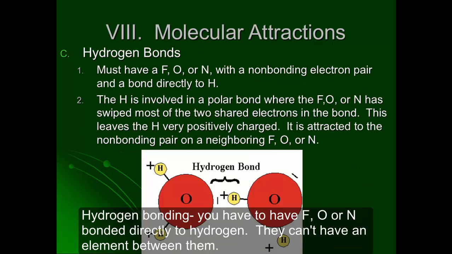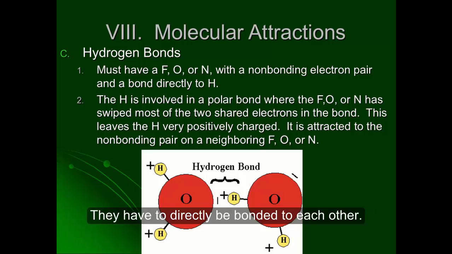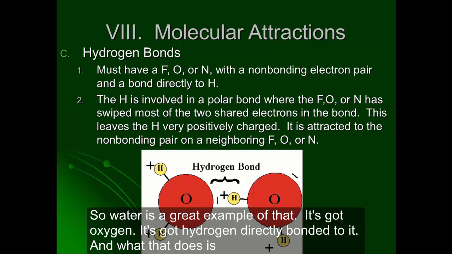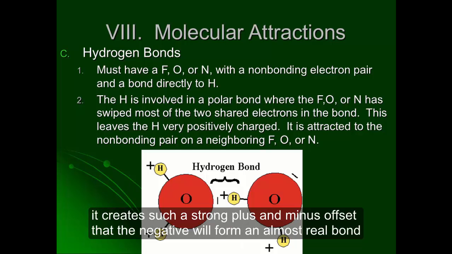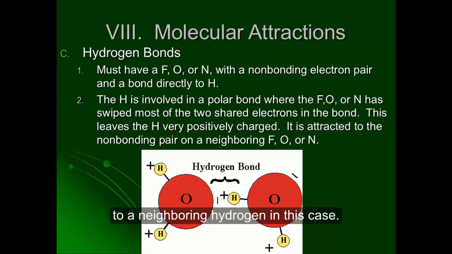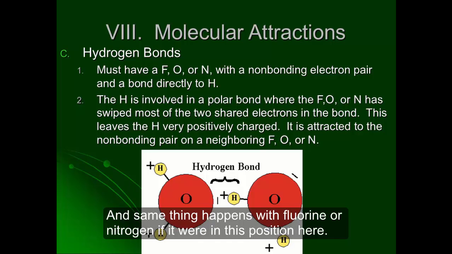Hydrogen bonding, you have to have F, O, or N bonded directly to hydrogen. They can't have an element between them. They have to directly be bonded to each other. So water is a great example of that. It's got oxygen, it's got hydrogen directly bonded to it. And what that does is it creates such a strong plus and minus offset. The negative will form an almost real bond to a neighboring hydrogen in this case. Same thing happens with fluorine or nitrogen if it were in this position here.